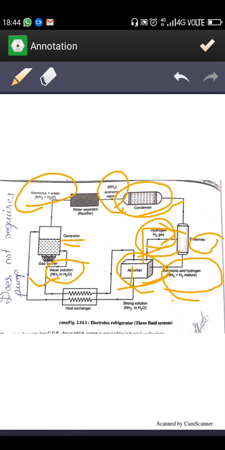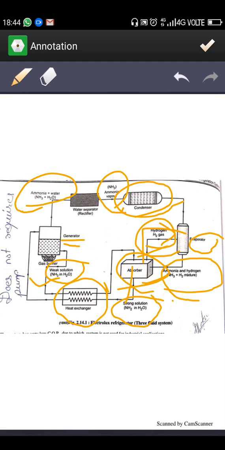This strong ammonia, strong NH3 H2O solution is again passed to the generator. Here this heat exchanger is used just to reduce the work of the heater. This working is not expected here, for your understanding purpose I am telling you what happened, guys.